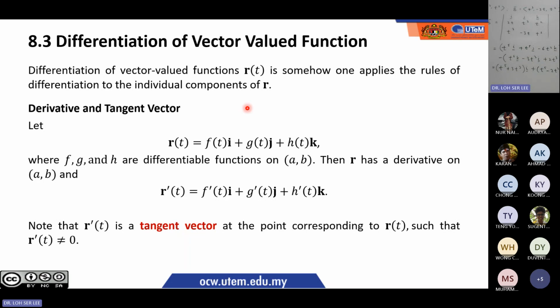Okay, next one, differentiation of vector value functions. When we want to differentiate a vector value function, this is the same as how we differentiate a function. We just differentiate the component functions separately. Then we get the derivative of the vector value function. Very straightforward. Note that this R prime is a tangent vector at the point corresponding to R of t.